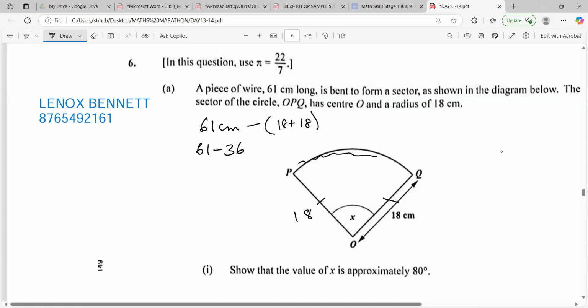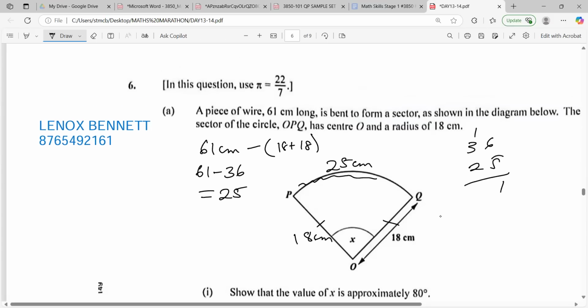36. So you want 4 more to make 40. 4 plus 20 plus 1, so 25. Alright, so this should be 25. That's what you guys got to tell me now. I'm brain tired. Alright, so we know this is 25 now, right? Because when I add this 18 and 18, 36, and the 25, you get back the length of the wire. Alright, cool. So establish that.